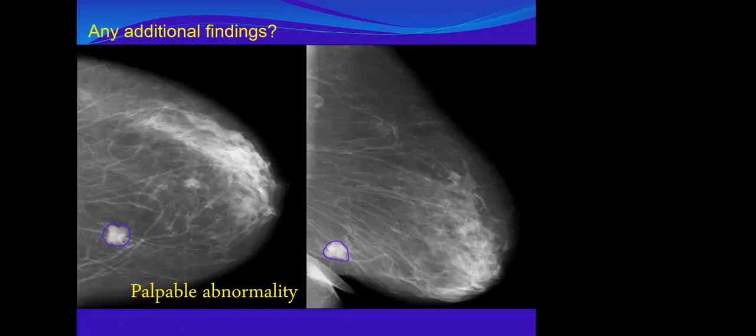So any additional findings? Yes, you described it from the beginning. So is this focal asymmetry significant or not significant? What is the significance of this? Yes, it is significant. Why? Why could it represent... Okay, because we have a palpable abnormality with this mass, so I'm thinking about multifocal.